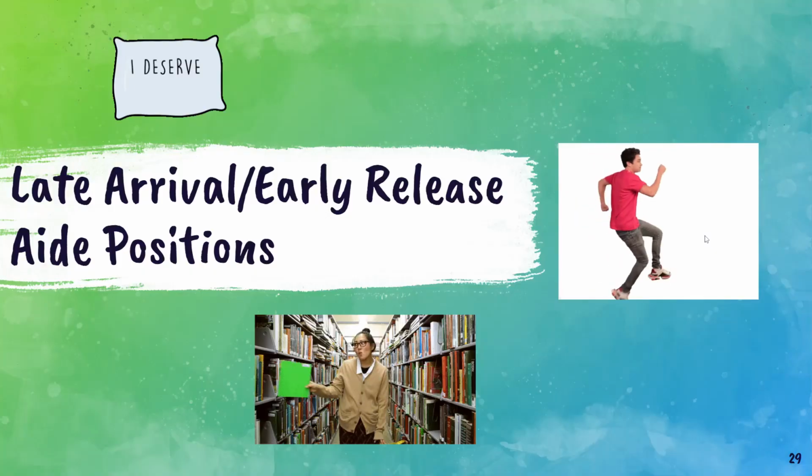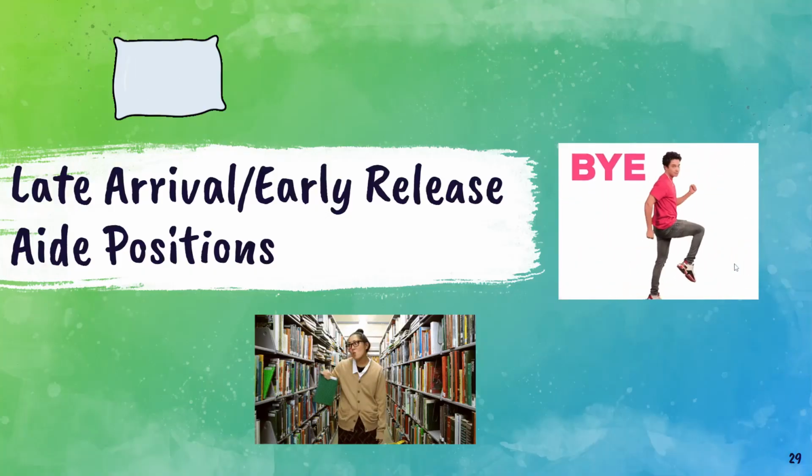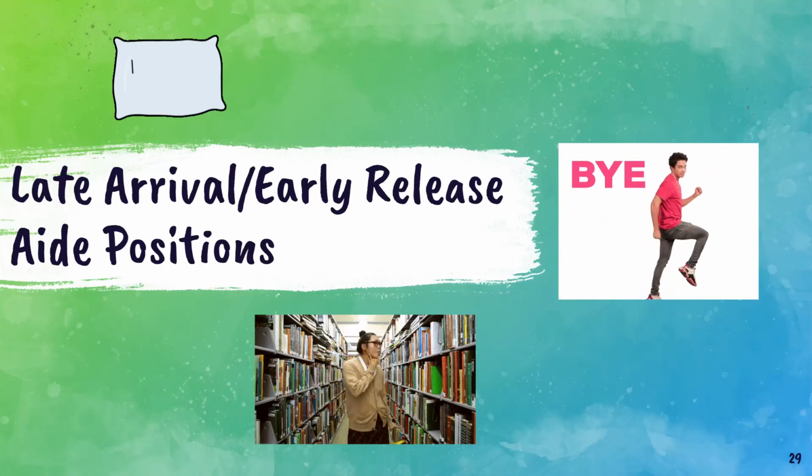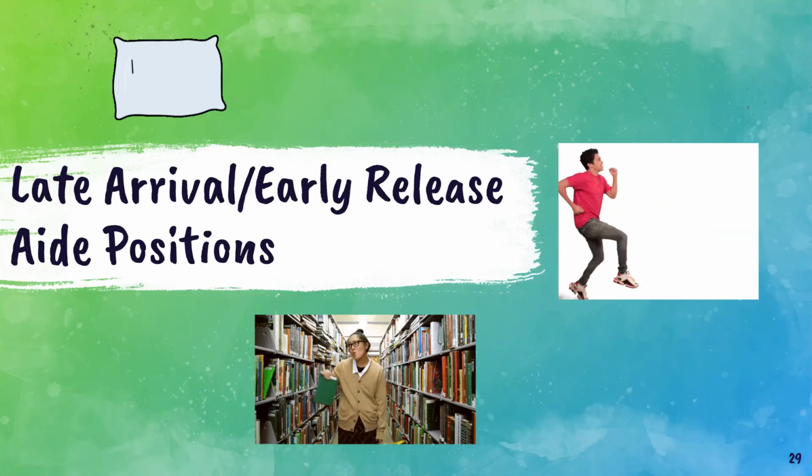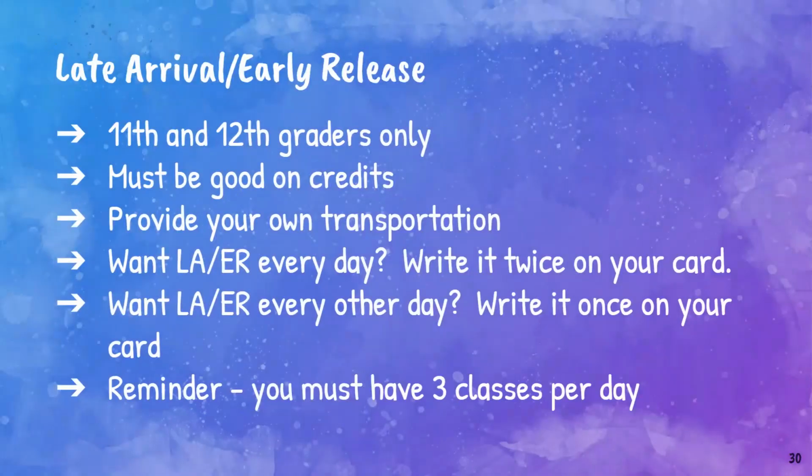Late arrival, early release, and aide position. So you guys are at the age where you're going to be able to have some more privileges. So late arrival, early release is only for 11th and 12th graders. You have to be in good standing on your credits. You have to have your own transportation. There's no bus transportation in the middle of the day to get here or to leave early. If you want double early release or late arrival, you're going to write it twice on your card.